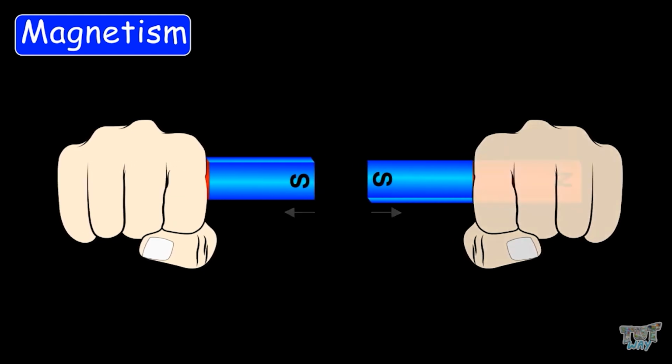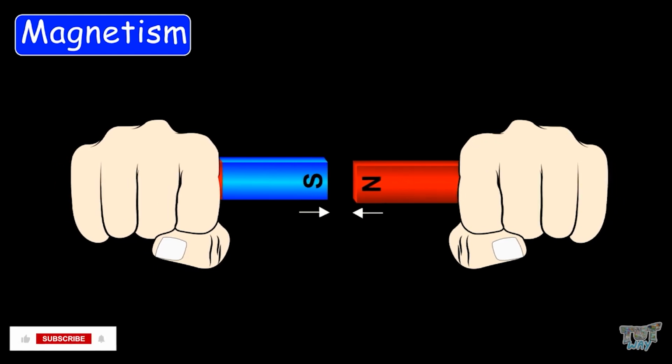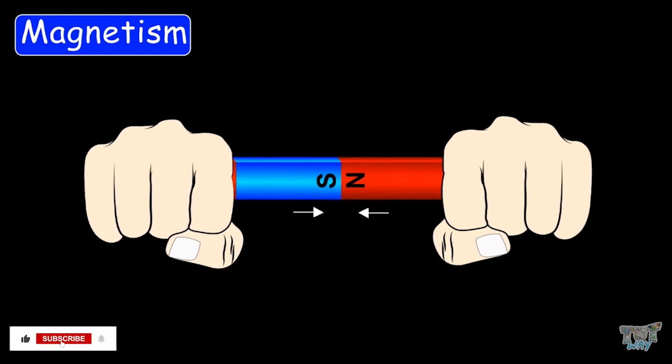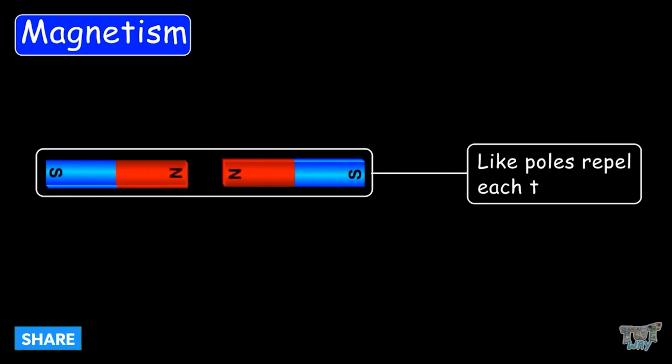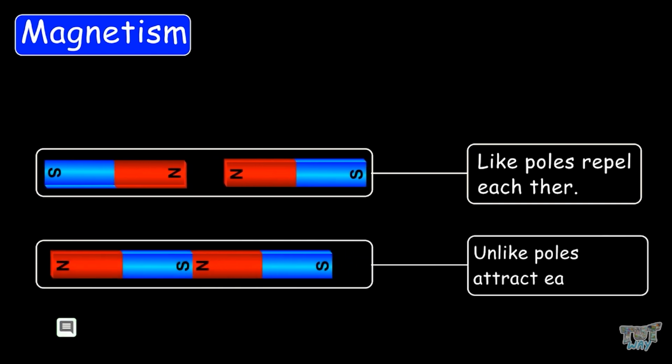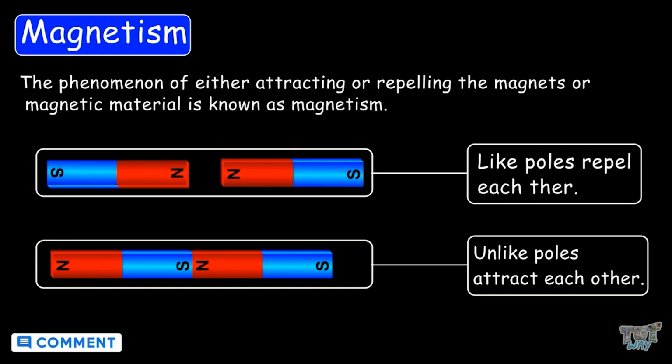Now flip one of the magnets lengthwise so that unlike poles face each other. In this case, you will experience an attractive force. So we conclude that like poles repel each other, and unlike poles attract each other. The phenomenon of either attracting or repelling the magnets or magnetic materials is known as magnetism.